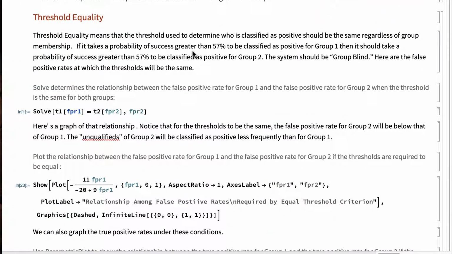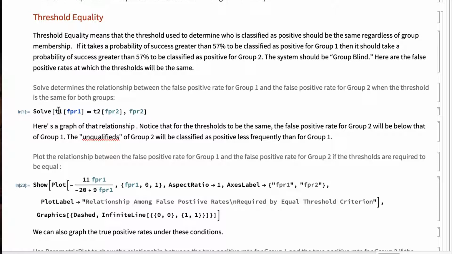Another notion of justice is threshold equality. Threshold equality means that the threshold used to determine who's classified as positive should be the same regardless of group membership. If it takes a probability of success greater than 57% to be classified as positive for group 1, then it should take a probability of success greater than 57% to be classified as positive for group 2. The system should basically be group blind. So let's see how that works in our setup.